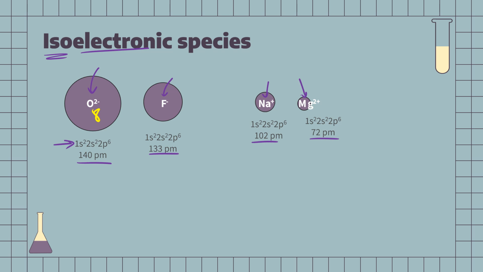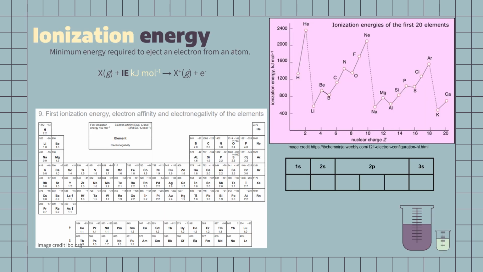Oxygen only has 8 protons. Fluoride has 9. Sodium has 11, and magnesium has 12. 8 protons pulling on 10 electrons is not as strong a pull as 12 protons pulling on those same 10 electrons. So this is just a really nice thought about how those protons really matter when it comes to atomic and ionic radii.